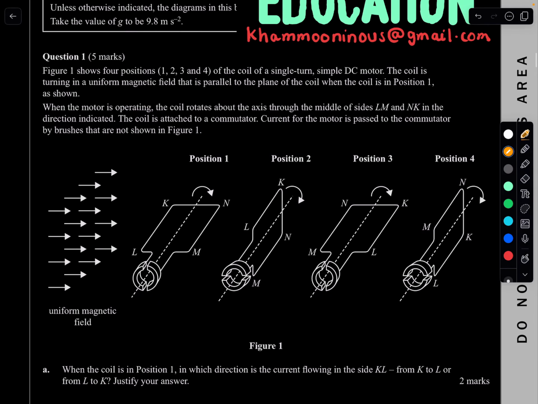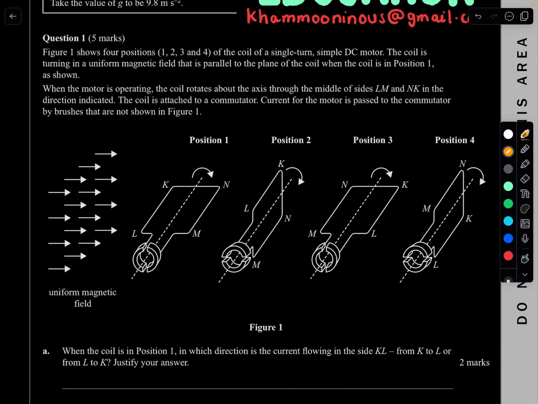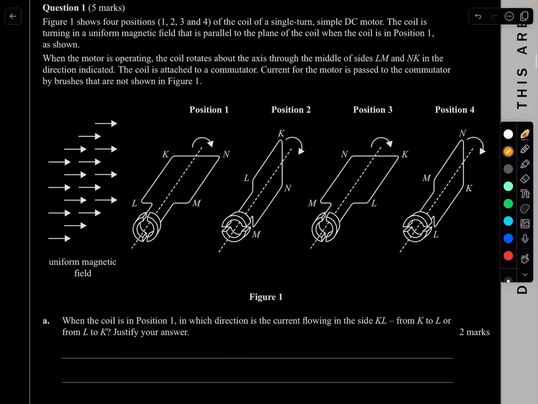Question 1. Figure 1 shows 4 positions, 1, 2, 3, and 4 of the coil of a single turn, simple DC motor. The coil is turning in a uniform magnetic field that is parallel to the plane of the coil when the coil is in position 1, as shown. So when the motor is operating, the coil rotates about the axis through the middle of the side LM and NK in the direction indicated. The coil is attached to a commutator. Current for the motor is passed to this commutator by brushes that are not shown in figure 1.